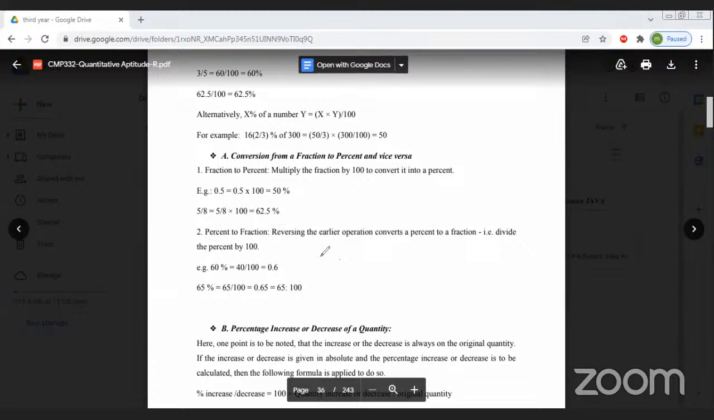Similarly, if you have to convert from percent to fraction, you need to divide by 100. When you have to convert fraction to percent, you need to multiply it by 100.